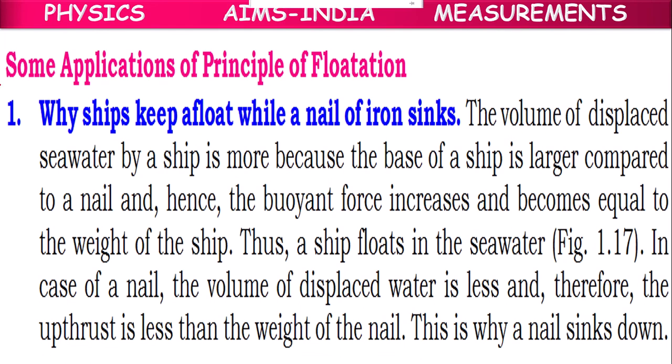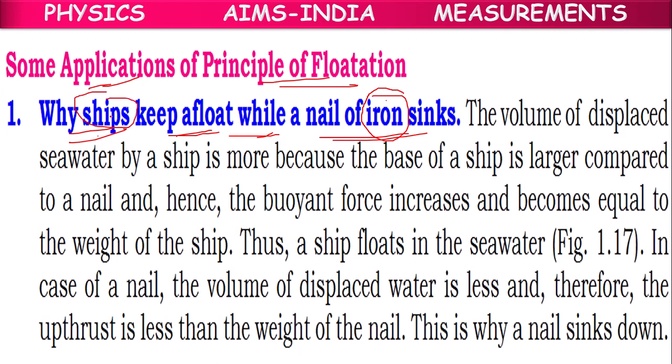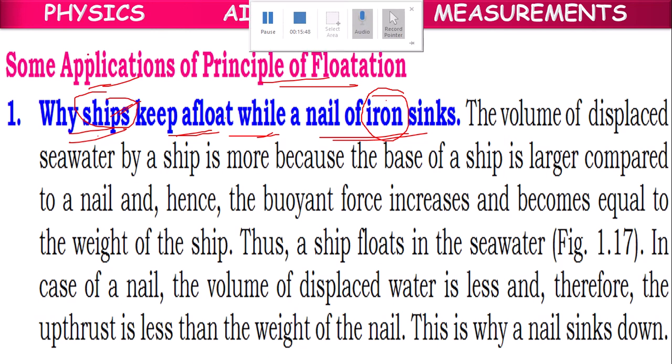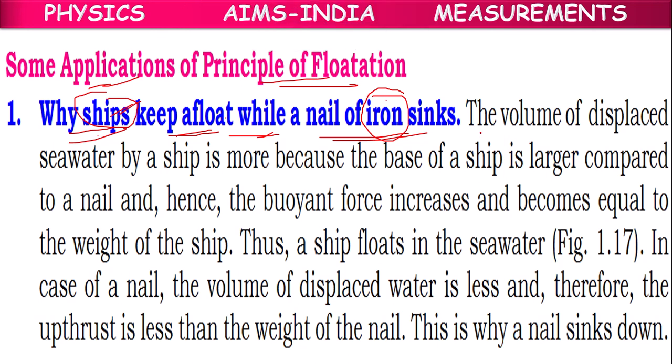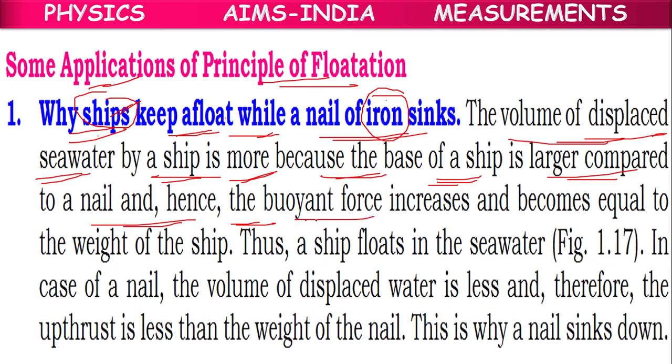Next, some applications of the principle of flotation. Why do ships keep afloat while a nail of iron sinks? If we throw iron into the sea, the iron will sink down, but the ship won't sink; it will float in the water. What is the difference that they are asking? Here, the volume of seawater displaced by a ship is more because the base of the ship is larger compared to the nail, and hence the buoyant force increases and becomes equal to the weight of the ship. Thus, a ship floats in seawater.